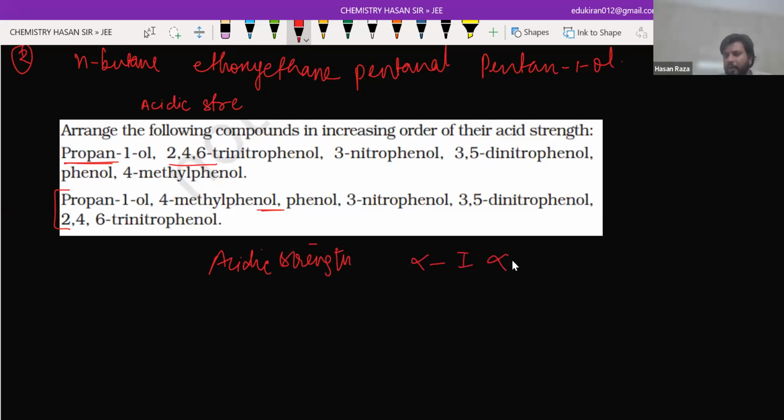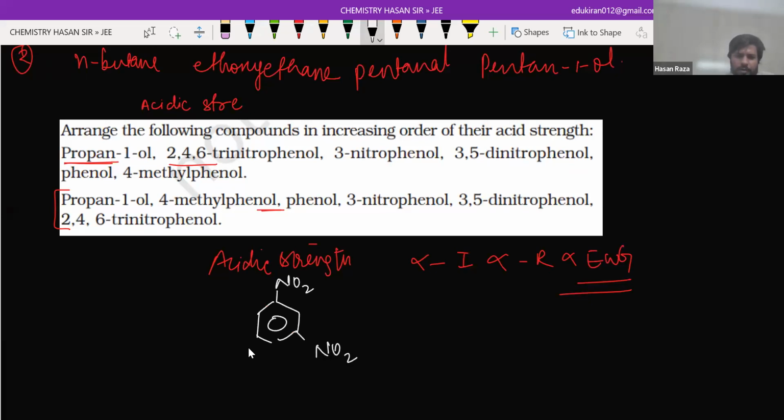All I want to tell you is that acidic strength is directly proportional to the minus I or minus R effect, or you can say electron withdrawing groups. In this trinitrophenol, we have 3 electron withdrawing groups at 2,4,6. And 3-nitrophenol. So the most acidic will be the 2,4,6 one, then this one, then this one, then this one. Last will be the propanol. So the answer is already given in the question. Is that clear, everyone?